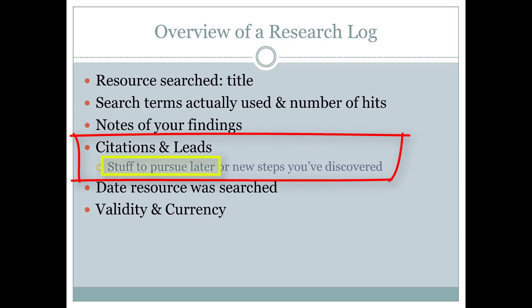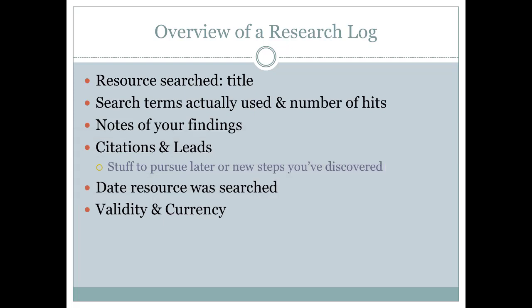Very importantly, you're also going to list citations and leads that you discover in each resource. That means stuff you need to pursue later or new research steps you've discovered by tapping into the expertise of authors and the courts. Be sure to record the date you researched the resource and some validity and currency information. What was the date of the last update, current through, and then also you're going to need to check for negative treatment using a citator for statutes, cases, other primary law.